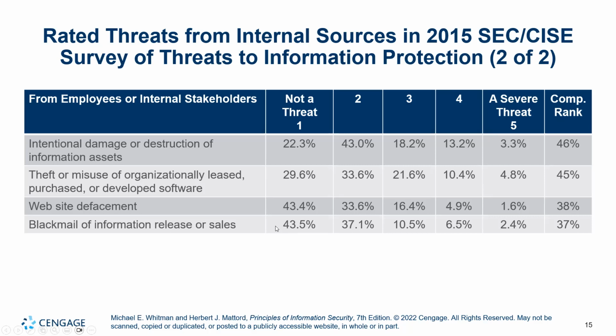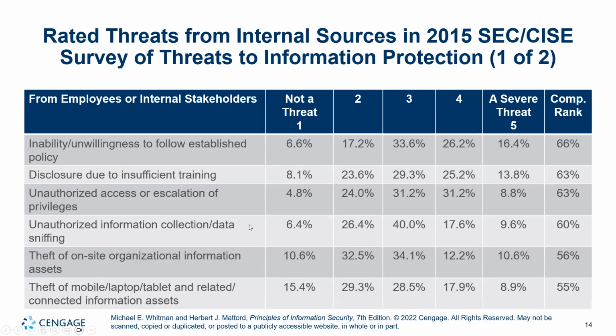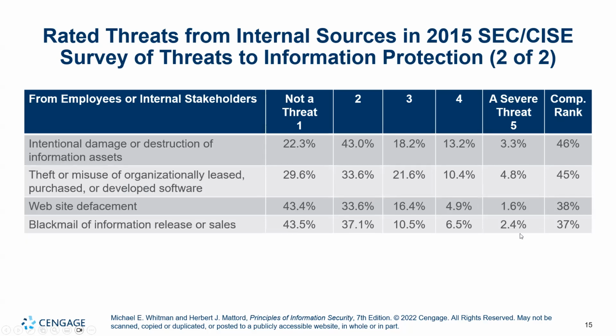I think I'm reading this table incorrectly. Let's go back. So 1 is not a threat, 5 is a severe threat. I guess we need to be looking at this column here instead. Disclosure due to insufficient training is pretty high. Let's see what the next slide shows. Yeah, that's the highest one.